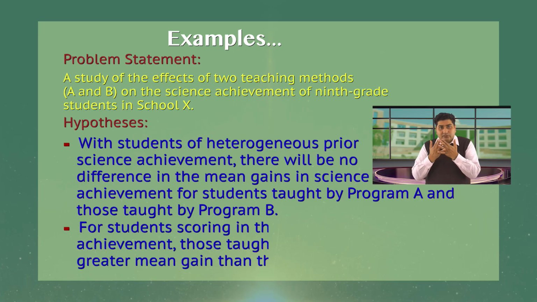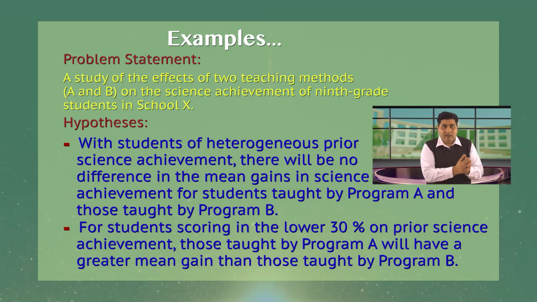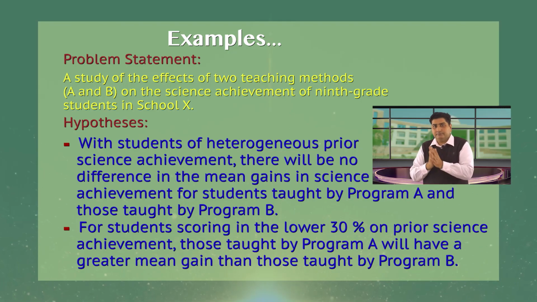Second may be, for students scoring in the lower 30% on prior science achievement, those taught by method A will have a greater mean gain than those taught by method B. What does it mean here? The prior science achievement means here that maybe scores on pre-test, or we may take some other criterion, but on that criterion we are classifying students in certain groups, and I am stating this hypothesis for a particular group.